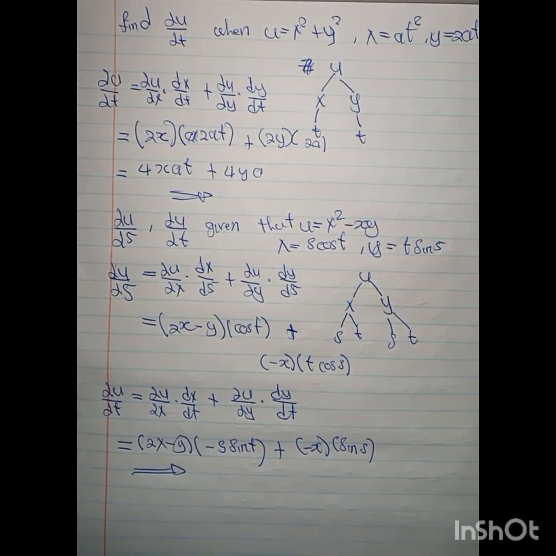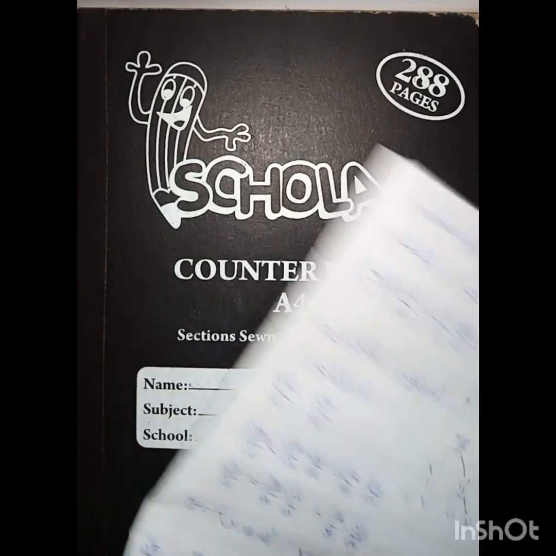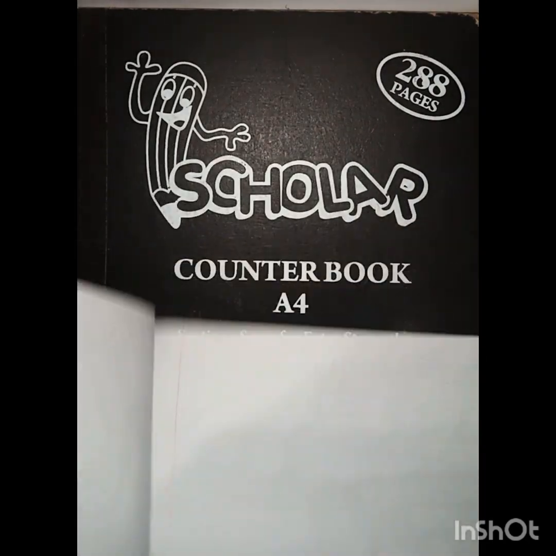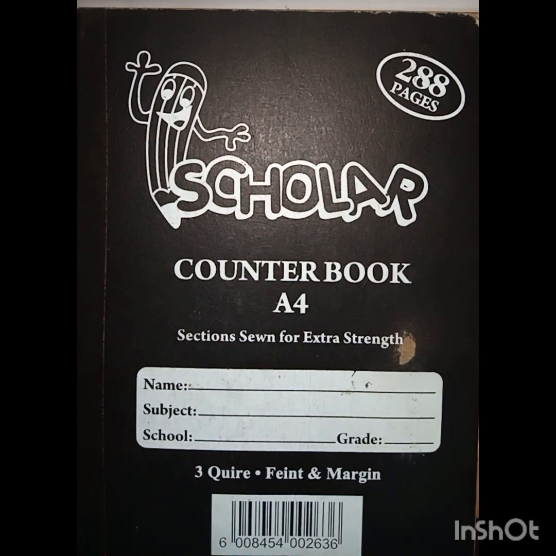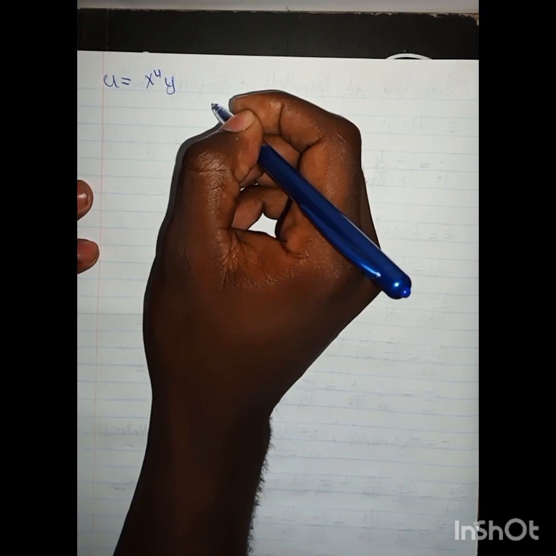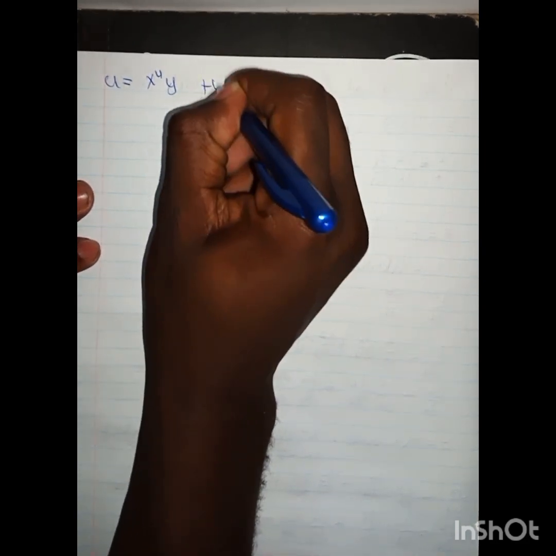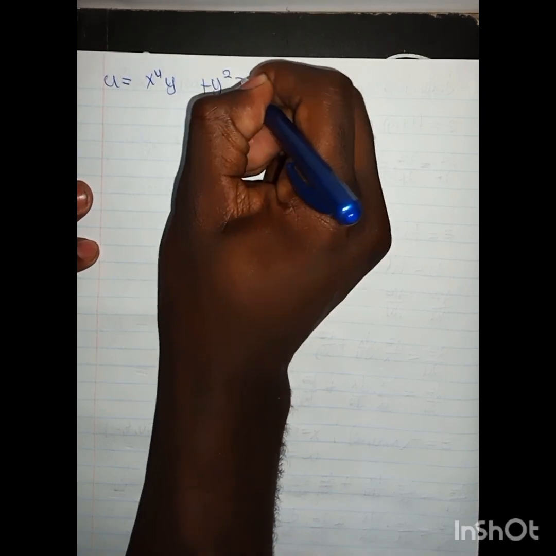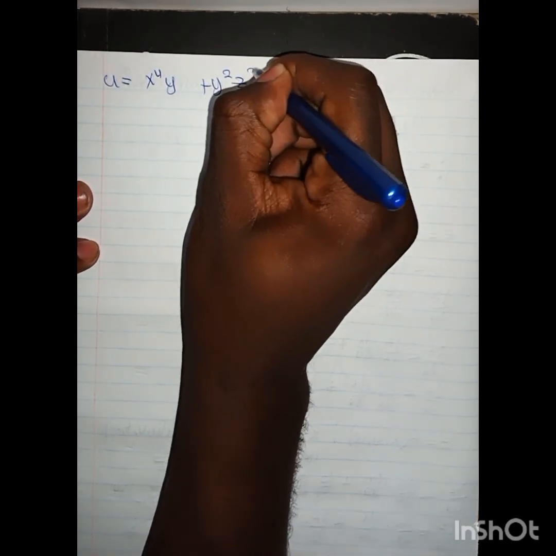Then I think we can look at one more example for the sake of practice. Let me say we are given the following main function. The main function is given by u. u is x to the power of four times y, plus y squared times z to the power of three.